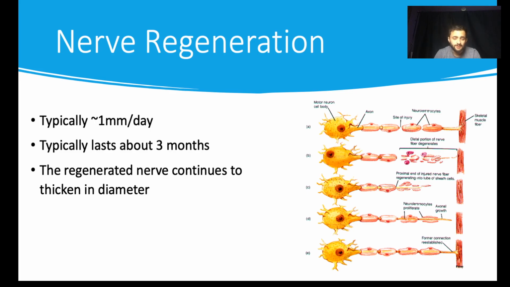Nerve regeneration typically happens at a rate of about 1 millimeter every day, and it typically lasts about 3 months. The regenerated nerve continues to thicken in diameter. There can be a lot of variability in the rate of regeneration, but this is just a typical average of 1 millimeter a day. After 3 months, it ends when a thin myelinated axon reaches the end organ. One of the things that I think is incredible is this is almost another example of contact inhibition, something that we've talked about when we were talking about re-epithelialization of a wound.